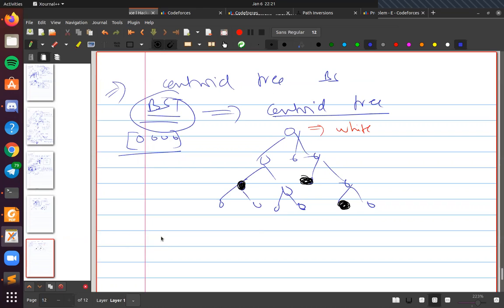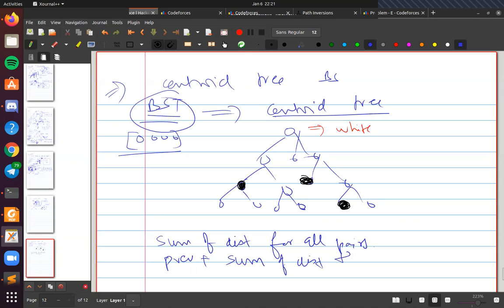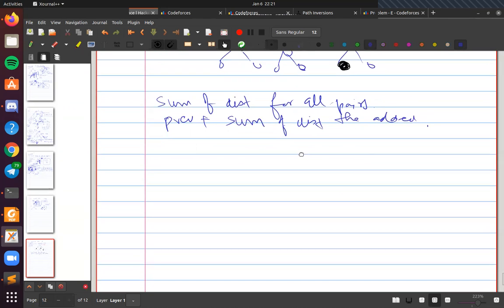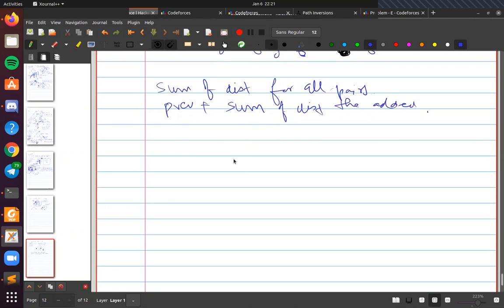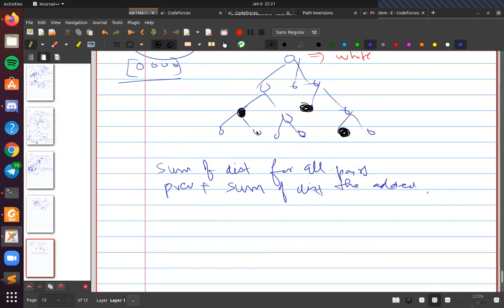What the problem says is you have to find the sum of distances for all pairs. So the answer will be the previous answer plus the sum of distances from the added node, right? Because other pairs we don't touch, so their answer won't change. So we just have to tell what will be the sum of distances from the added node. Let this node be the new node being added, and I have to tell the sum of distances for all the black nodes only.